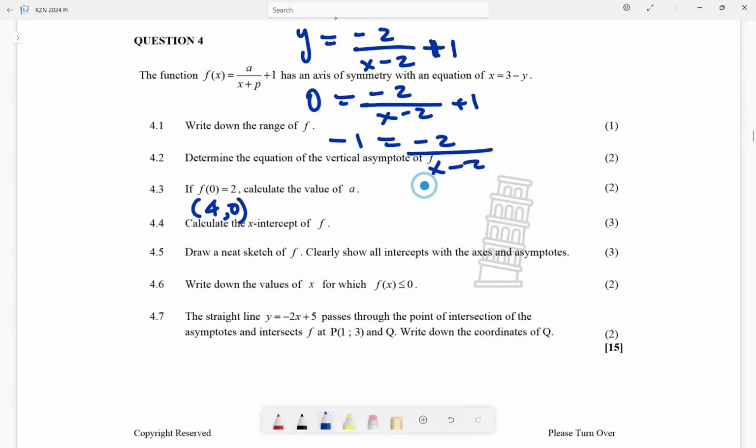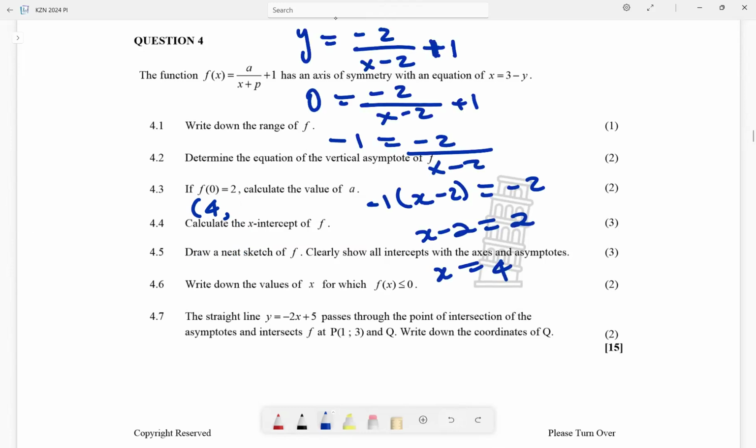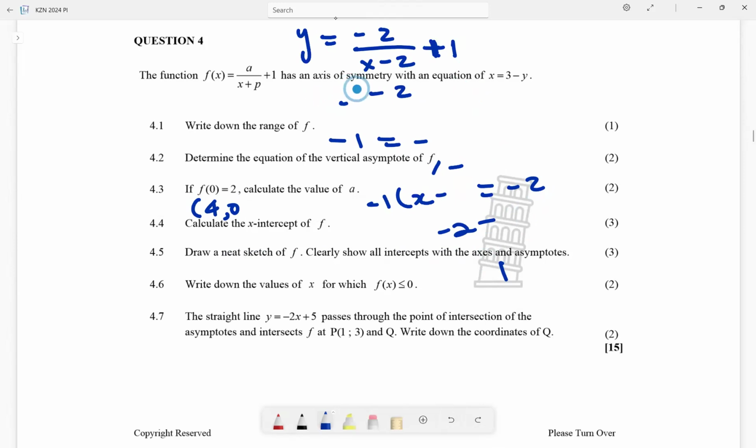Then they say what again? Sketch a neat graph thereof. Show all the x-intercept, the intercept with the axis and asymptote. Now let's try to find the y-intercept. For the y-intercept, you let x equal to 0, so it's going to be. Oh, okay, I think I removed some important information.